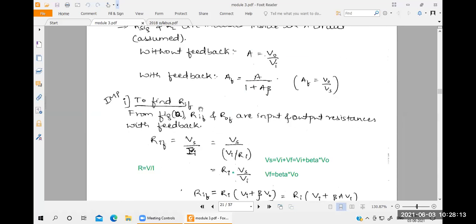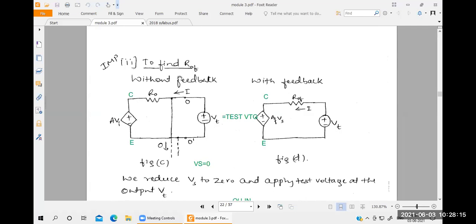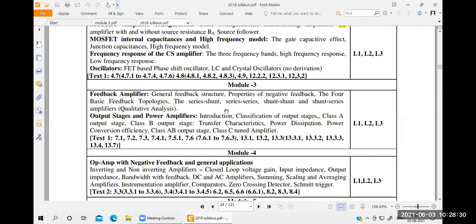Okay, how we got RIF here, then how we got ROF. First, practice this one. The same principle is applied for the remaining amplifiers: current amplifier, transresistance amplifier, and transconductance amplifier. Understood? So this completes the qualitative analysis for the series-shunt, series-shunt-series amplifier.